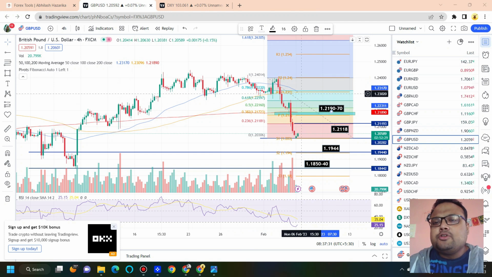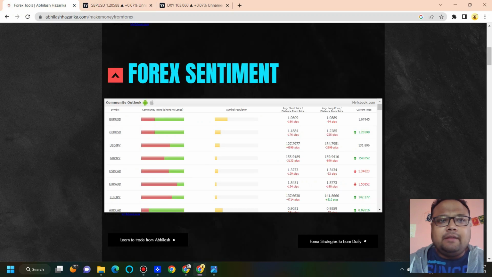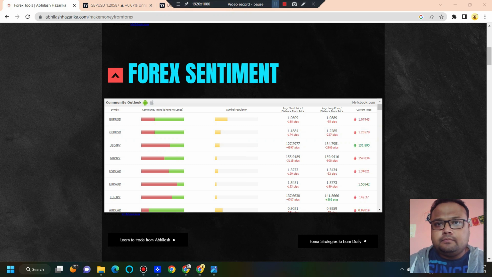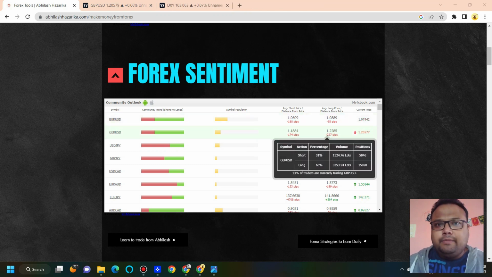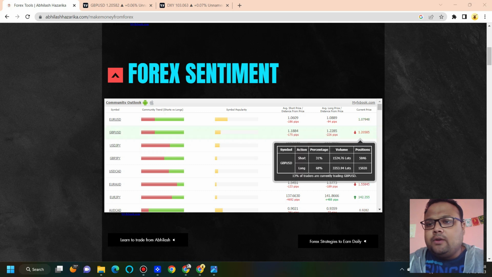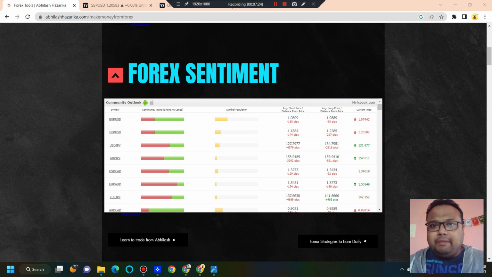So these are the trading opportunities that I see on the chart of GBPUSD right now. Those who are wondering about the Forex sentiment meter, here it is. As you can see, 68% of retail traders have taken a long position and only 31% have taken a short position. The average long price, the average level where they have taken buy positions, is 1.2285, and right now the market is standing at 1.2058. So it's around a 200 pips loss.